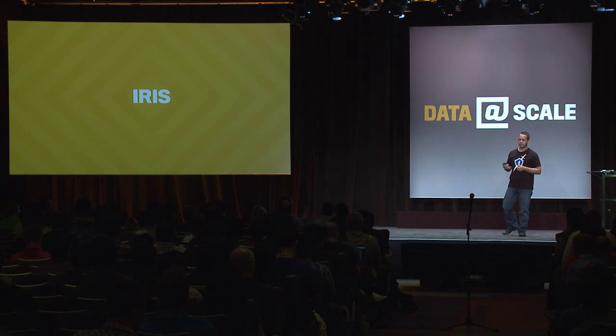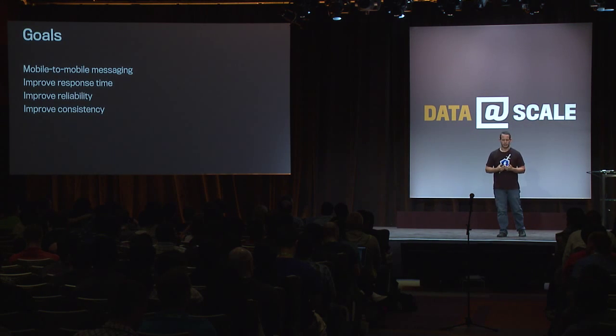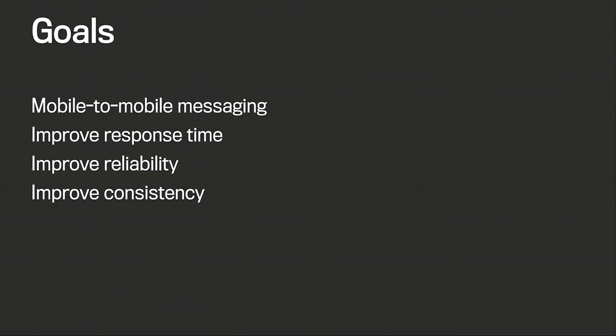So when we're building Iris, what were some of the goals that we were looking at? First, it was designed primarily to support this mobile-to-mobile messaging architecture. What does that mean? Well, we came up with basically 3 criteria. First, we wanted to improve response time. So from when someone sends a message until they receive the message, we wanted to get that as fast as possible. Typically speaking, single-digit milliseconds or less for the actual storage backend itself.